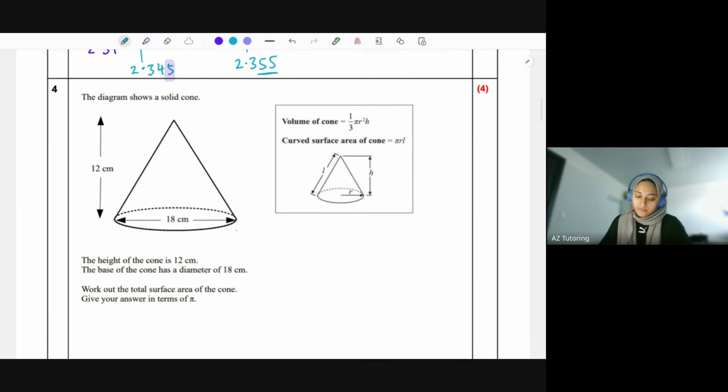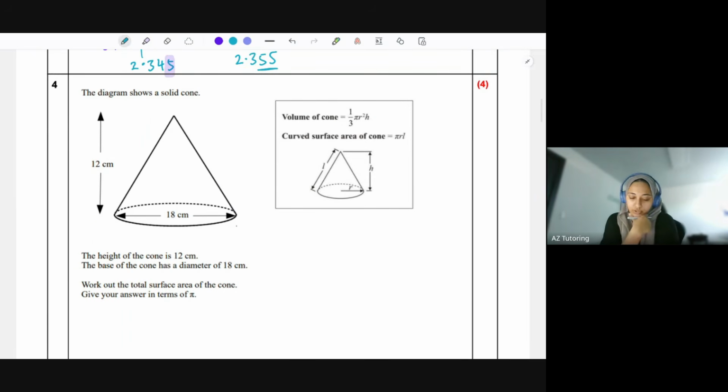Okay, moving on. The diagram shows a solid cone. The height of the cone is 12. The base of the cone has a diameter of 18, which is labeled on the diagram. Work out the total surface area of the cone, give your answer in terms of pi. So first of all, how do we work out the surface area of the cone? We're going to be working out the area of all the faces. So we can see we've got a face on the bottom.